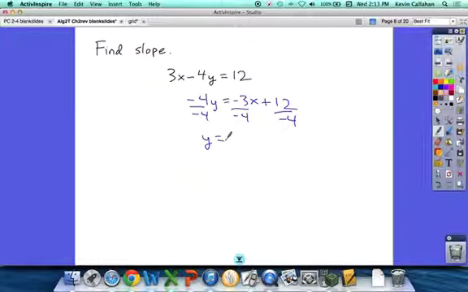Y equals, okay, the negatives cancel, right? Don't leave it as negative 3 over negative 4. You lose points. You got to say that they cancel each other out. 3/4x minus 3. Okay, now answer the question. What is the slope? 3/4. M equals 3/4.